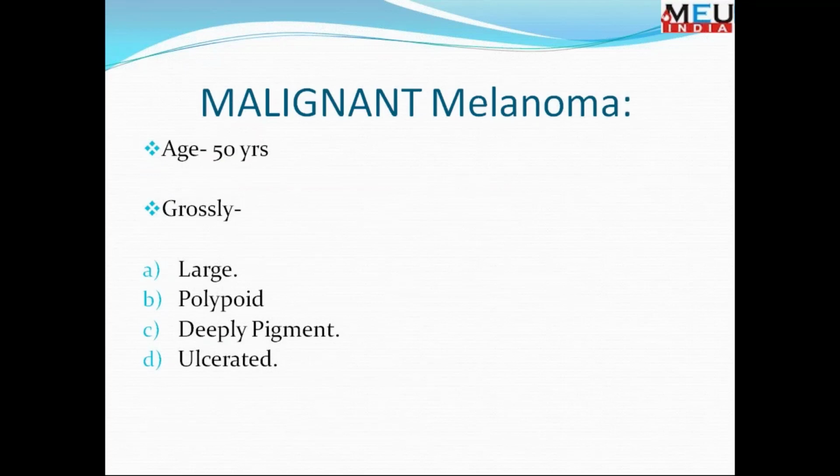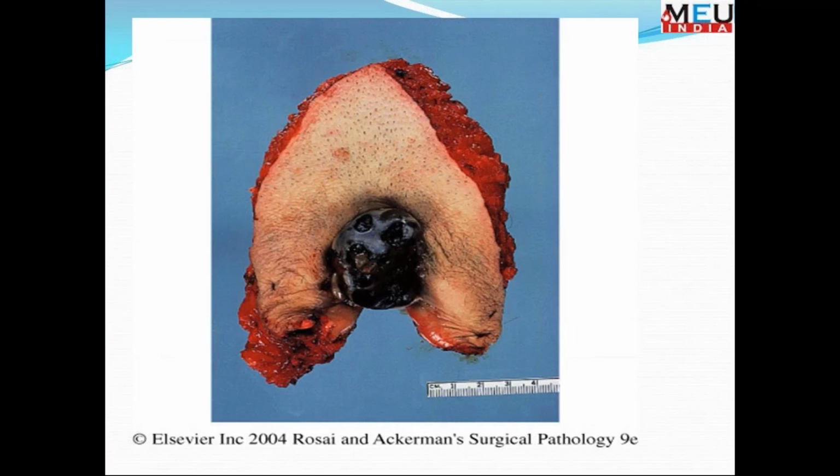Melanomas are also quite rare. In my life, I have seen 2 or 3 cases of malignant melanoma of the vagina. Even on cytology, I have seen 1 case. The usual age is around 50 years, and grossly we find large polypoid, deeply pigmented, ulcerated lesions, a large, darkly pigmented growth.